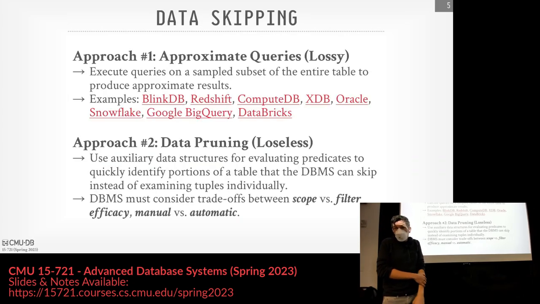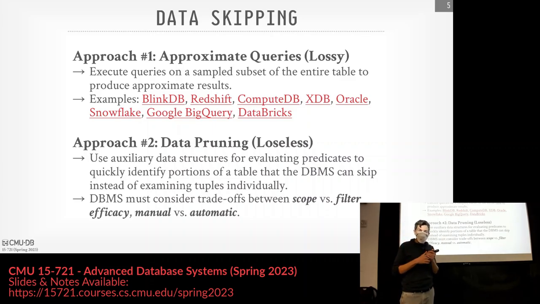So at a high level, there's two things you can do to skip data. You can do a lossy approach or a lossless approach. A lossy approach would be approximate queries. The way to think about this is, say I'm doing an analytical query like select count star on the number of website visitors. In most systems that don't do approximate queries, you would get an exact answer. We'd look at every single web visit and just count all the entries.